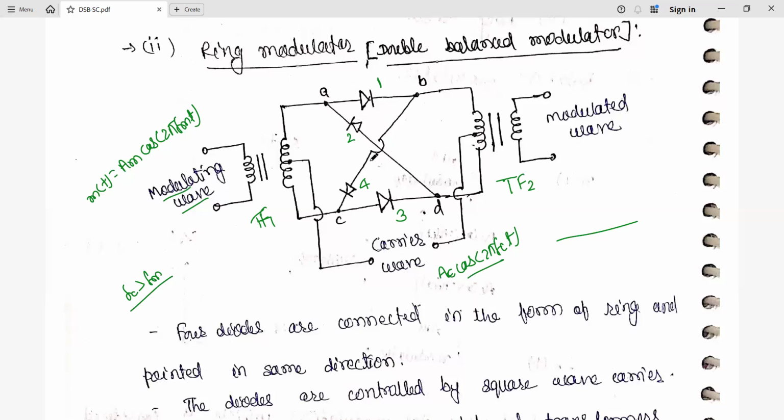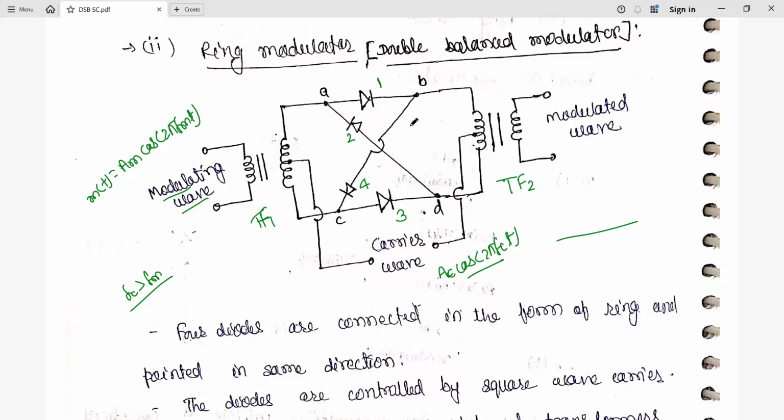And if you move in this, all diodes are facing in the same way. If you go from A to B, again B to C, C to D, D to A, all are positioned in the same direction. So that's why it is going to form the ring. So its name is what? Ring counter. So what is the operation?